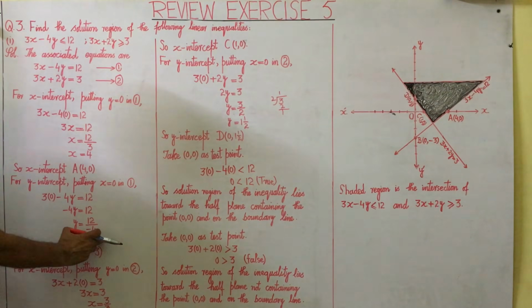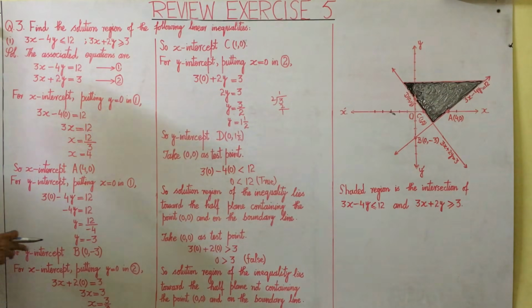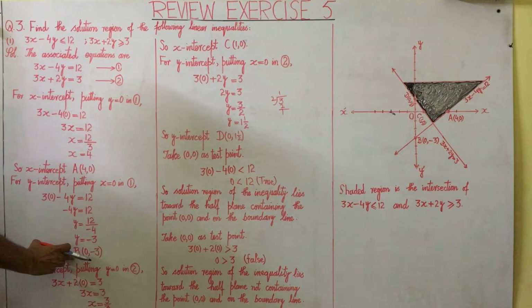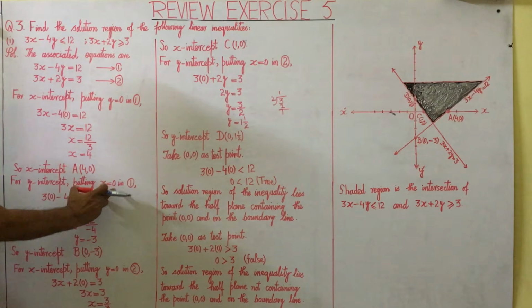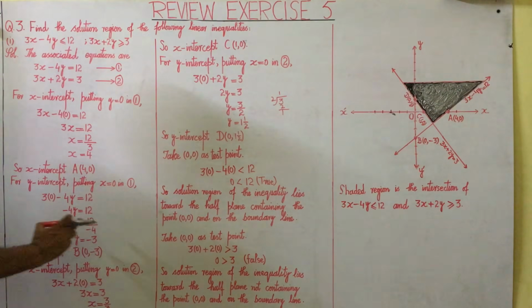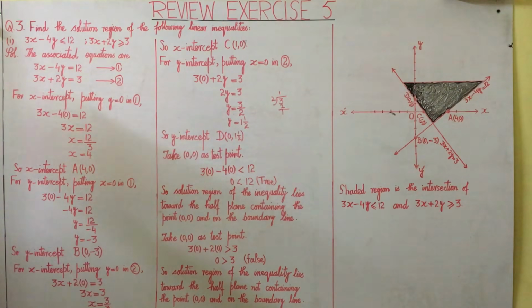Y is equal to minus 3. So y-intercept B has coordinates 0 and minus 3. Now we find intercepts of equation 2.